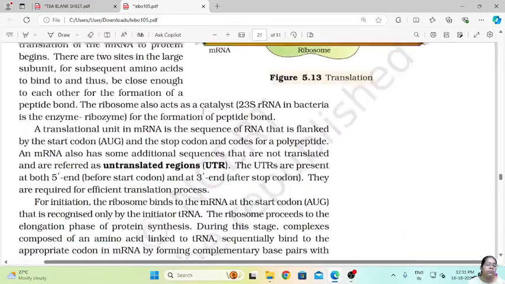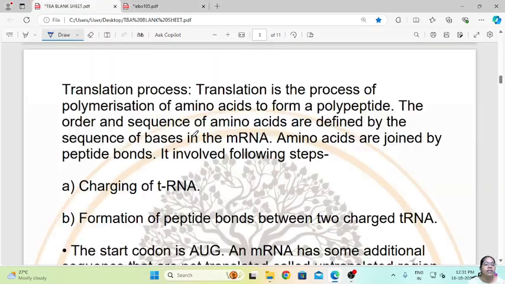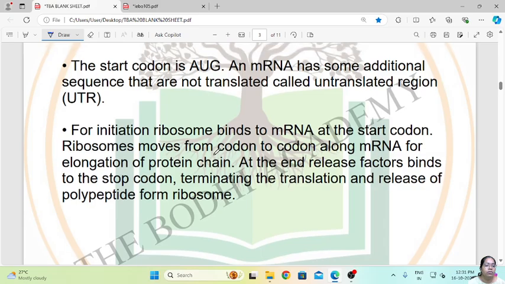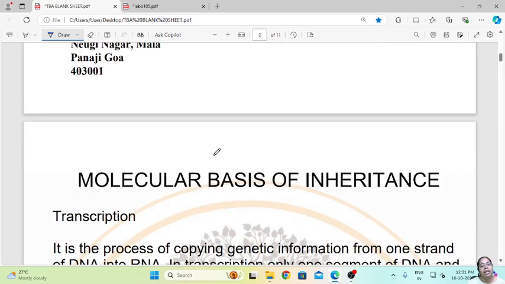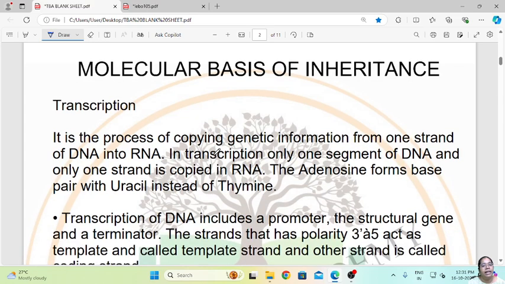So in today's video what we have seen is what the translation process is, what the transcription process is, and we have seen how DNA replication happens in double-stranded DNA.